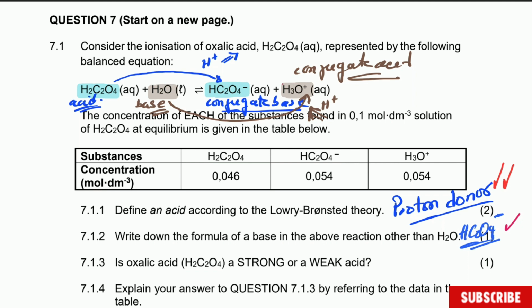Is oxalic acid a strong or weak acid? Now, my recommendation is to learn by heart some of the strong and weak acids. Oxalic acid is a weak acid. That one is for sure.